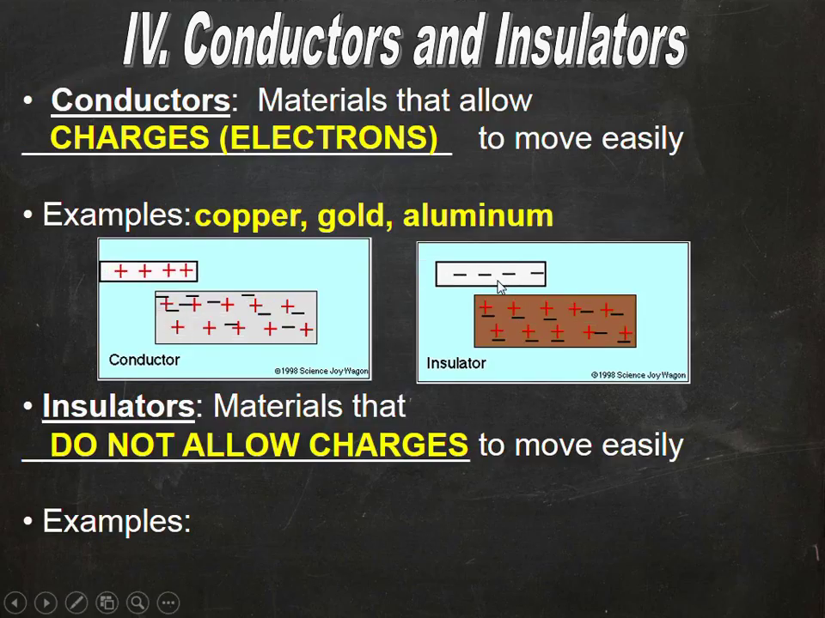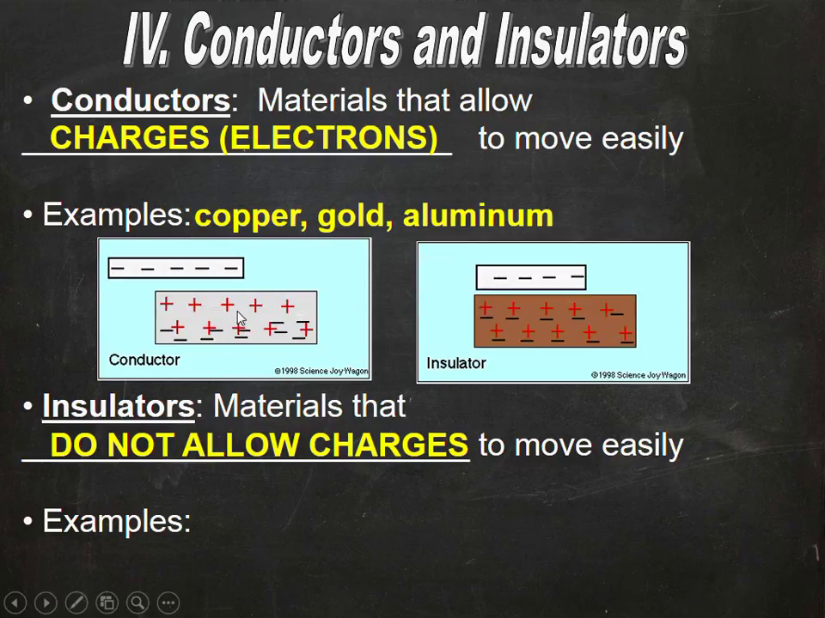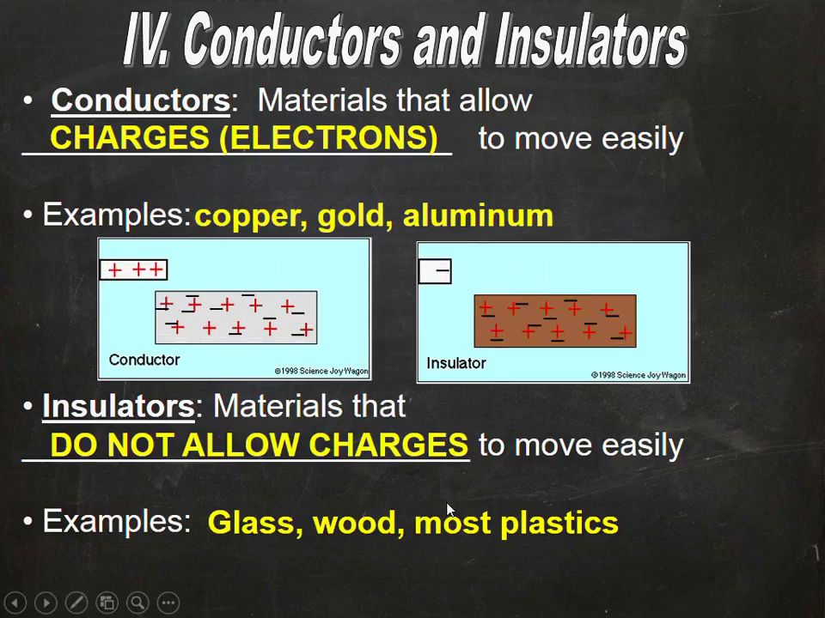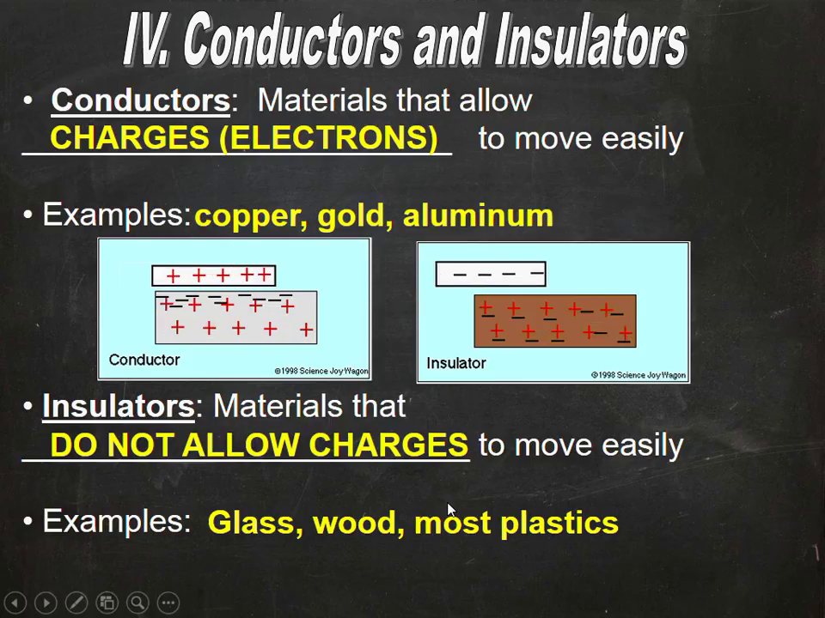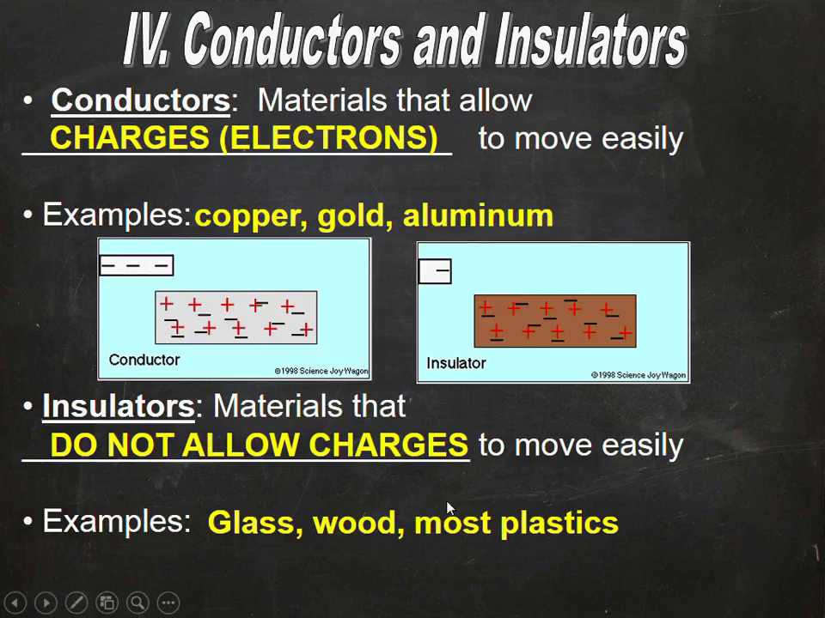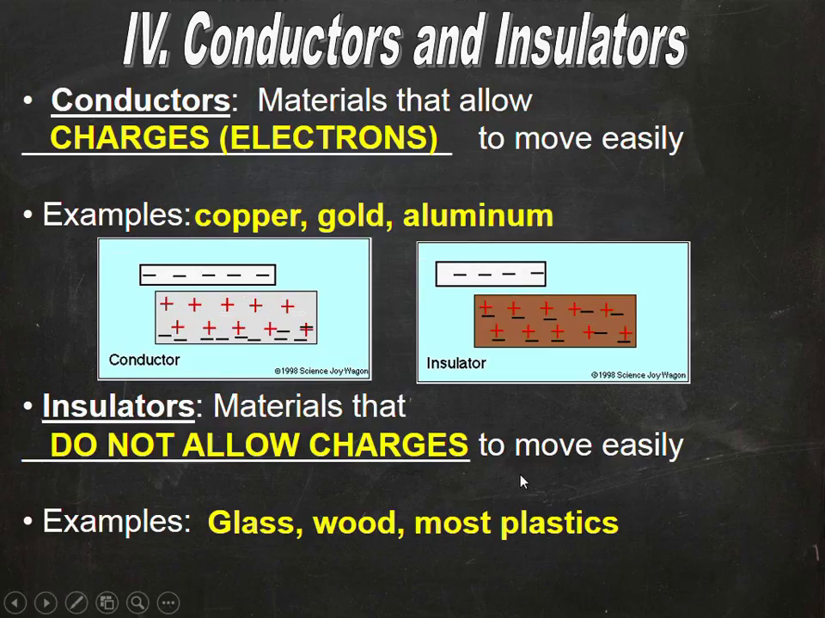I'm bringing this negatively charged object near it. However, the negative charges do migrate a little bit, but they just don't move nearly as easily as the conductor did. They're still kind of hovering around the positive charge that they're in. Examples of insulators: glass, wood, and most plastics. And again, the reason insulators do not allow the charge to move easily through them is because of the way the electrons are bonded in the atoms and molecules.